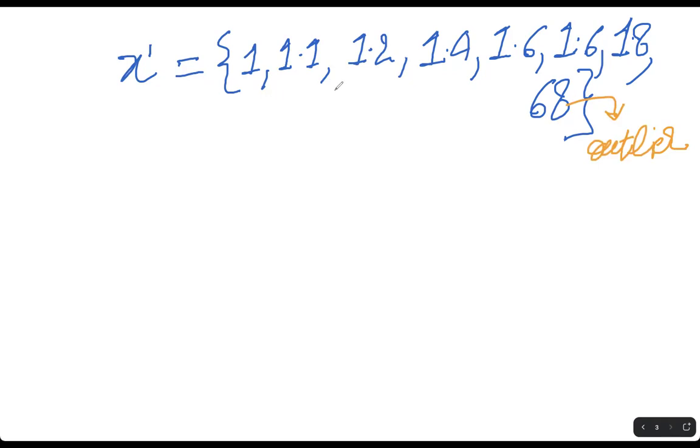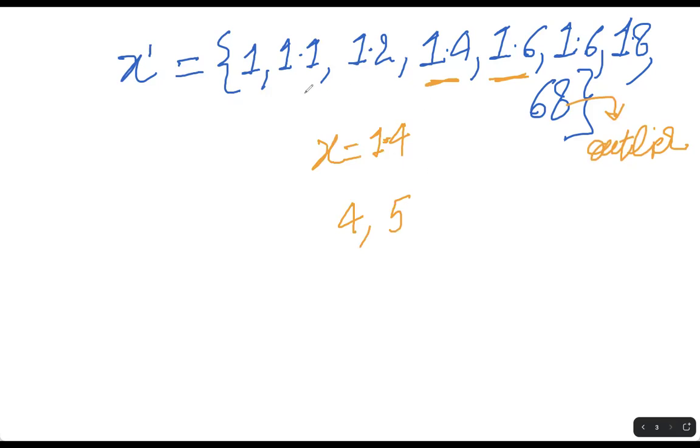So now we know that the previous median of x was 1.4. Again, we have 1, 2, 3, 4, 5, 6, 7, 8 indices. So I have to take the fourth and fifth value here. What is my fourth value? First, second, third, fourth. This is my fourth and this is my fifth value again.